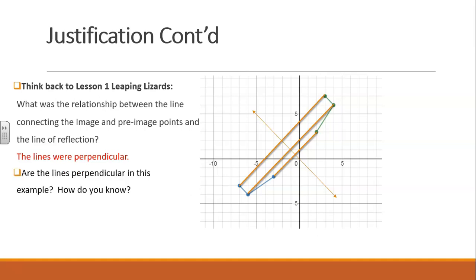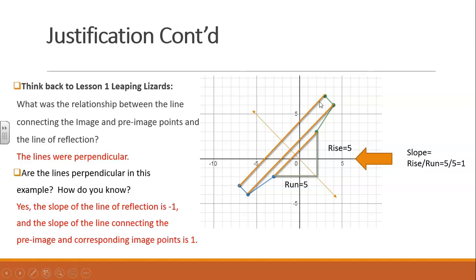How do we know if they're perpendicular? We need to check their slopes. These segments have a rise of 5 and a run of 5, meaning that their slope is 1. The slope of our line of reflection, remember, was -1. So yes, when we create segments connecting pre-image and image points, the line of reflection serves as the perpendicular bisector of those segments. And a perpendicular bisector cuts each segment into two equal pieces at a right angle.